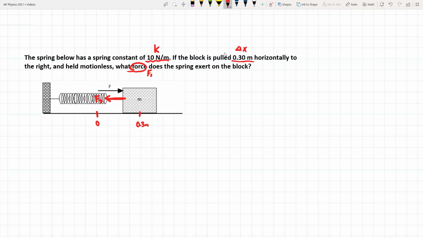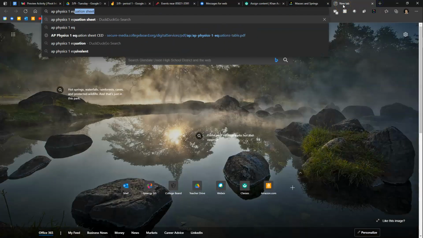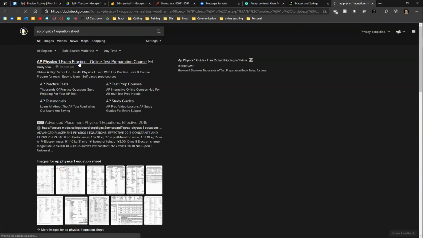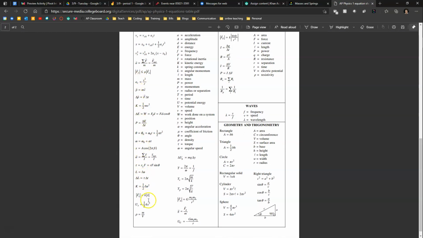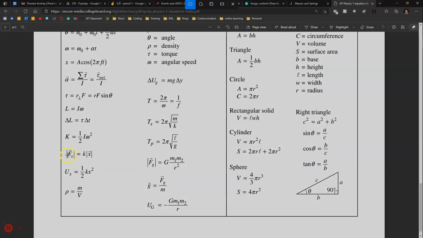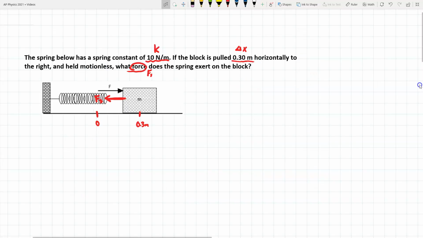So spring force automatically lets me think of Hooke's law. And Hooke's law, we can just look up real quick. I want to make sure we're actually using the right equation. There it is. Hooke's law. So spring force is equal to K times the distance the thing moved. So let's put that.